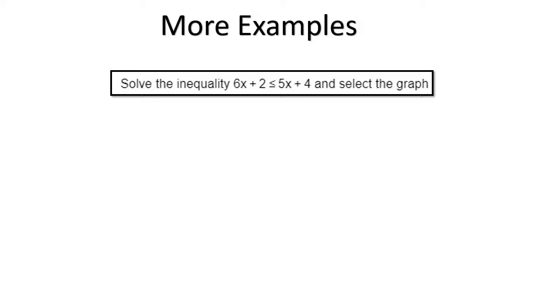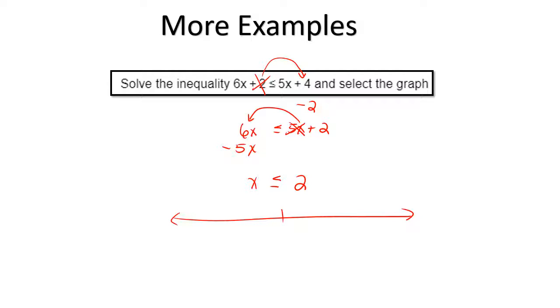Now here's another example. We need to solve for x. I can move this 2 over, making it a subtracted 2. So 6x less than or equal to 5x plus 2. Then I will in turn subtract the 5x. So I have x less than or equal to 2. And I would graph that as the 2 with a closed circle, and it would be shaded left.